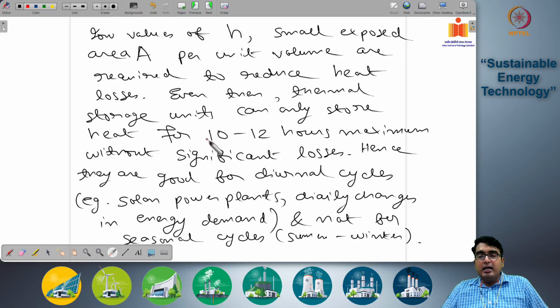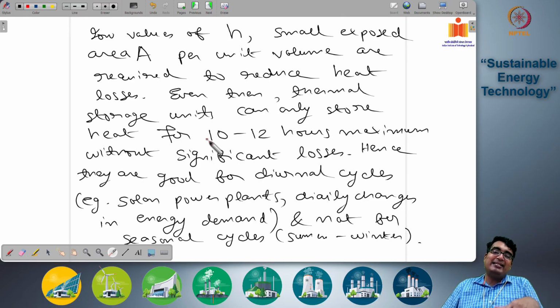Even then, thermal storage units can only store heat for 10 to 12 hours maximum without significant losses. Okay. So the total period of time for which heat can be stored in thermal storage units is maximum 10 to 12 hours before the losses become significant enough that it no longer becomes economical. Hence, they are good for diurnal cycles.